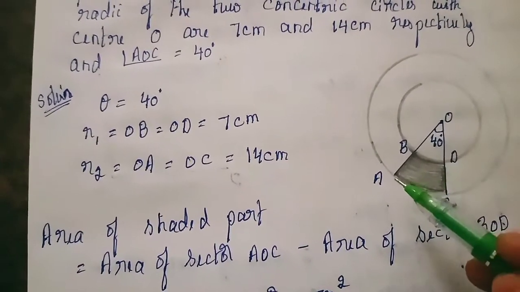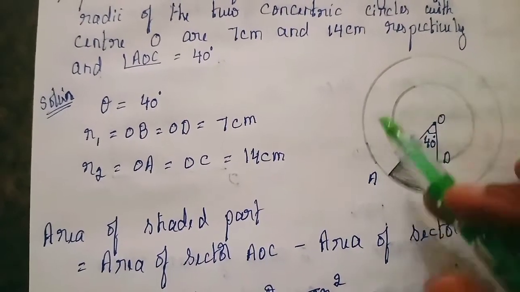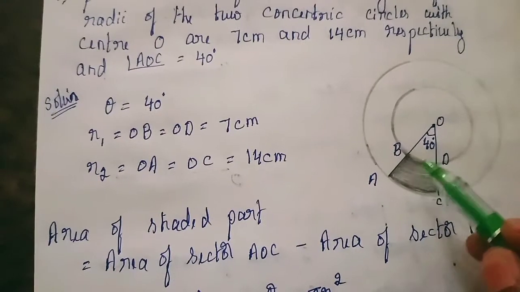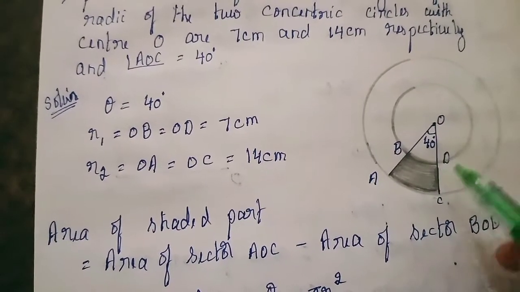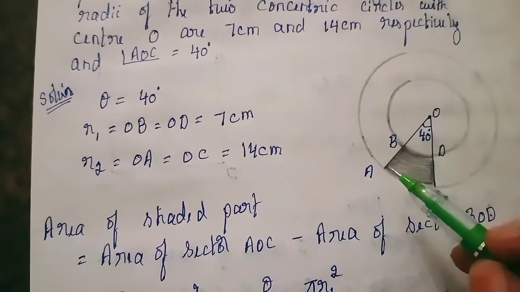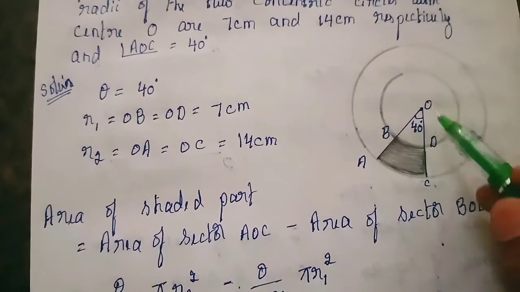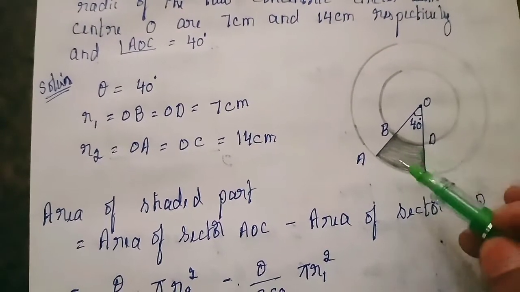Now how to find the shaded portion here? You can observe here AOC is a sector of a bigger circle and BOD is a sector of a smaller circle. So when you subtract sector AOC minus sector BOD, you can get the shaded part.